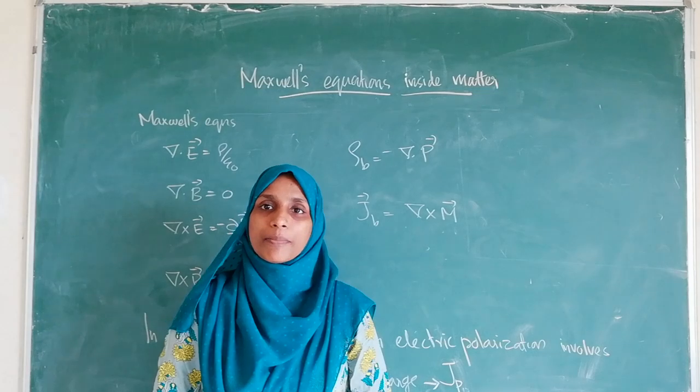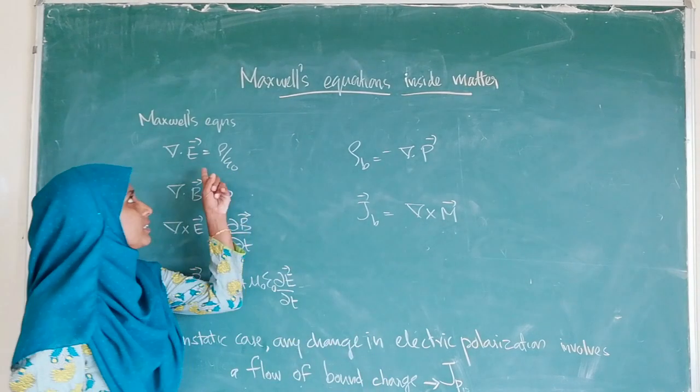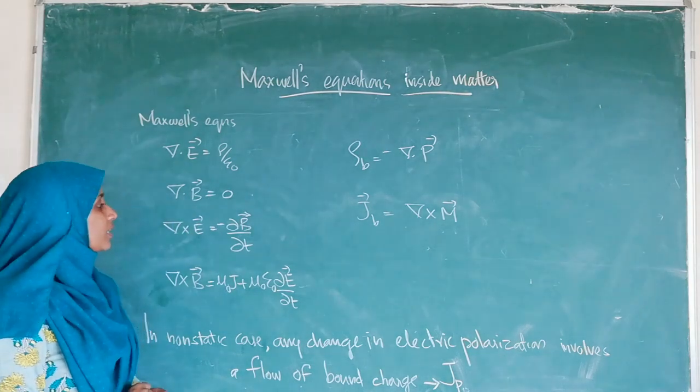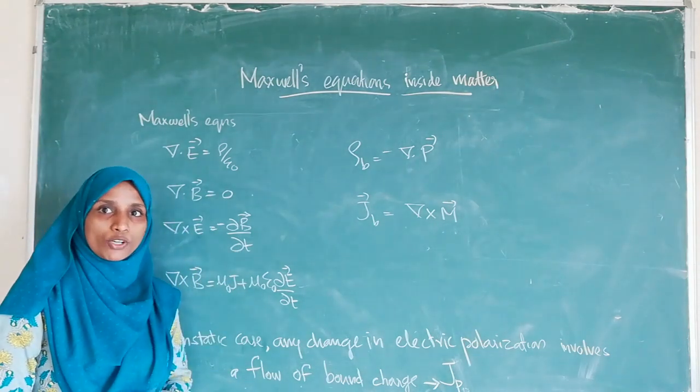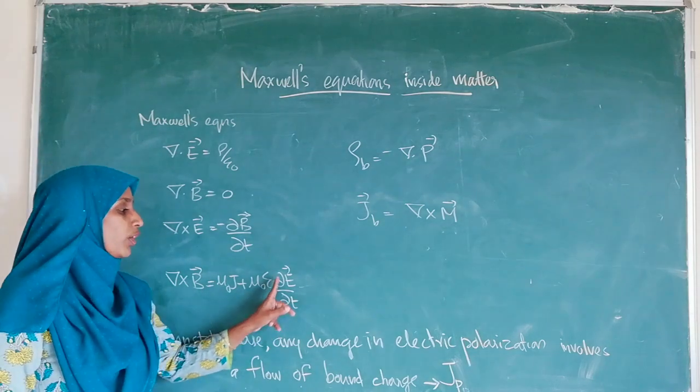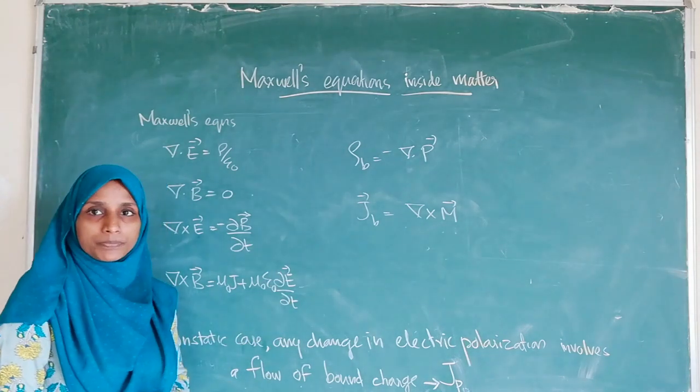First, we consider the Maxwell's equations which we studied. Del dot E is equal to rho by epsilon 0. Del dot B is equal to 0. Del cross E is equal to minus dou B by dou t. And del cross B is equal to mu 0 J plus mu 0 epsilon 0 dou E by dou t.